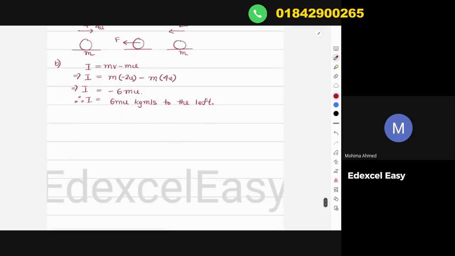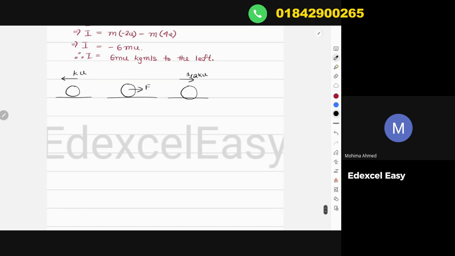So if you have to use the particle Q's information to find out the impulse, you'll see that you will get the same amount of impulse, but only the direction will be positive. Because in terms of particle Q, what happens? Q was originally moving with ku, and during the collision, a force was subjected on Q in this direction, and after the collision, it will be traveling with half ku and with its direction changed, right? And it has a mass of 3m.